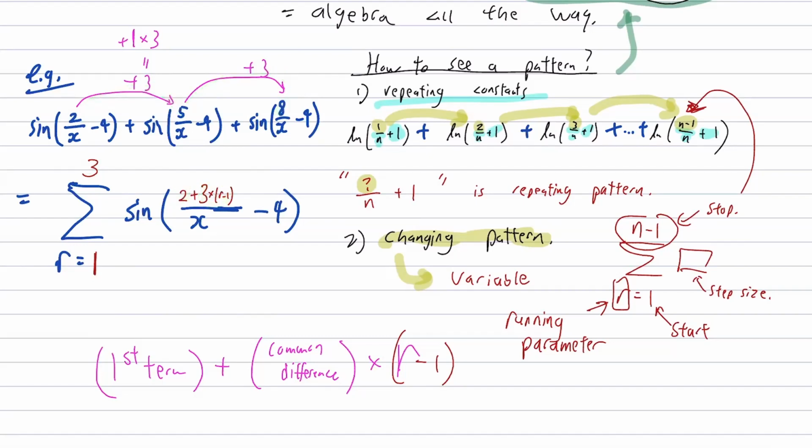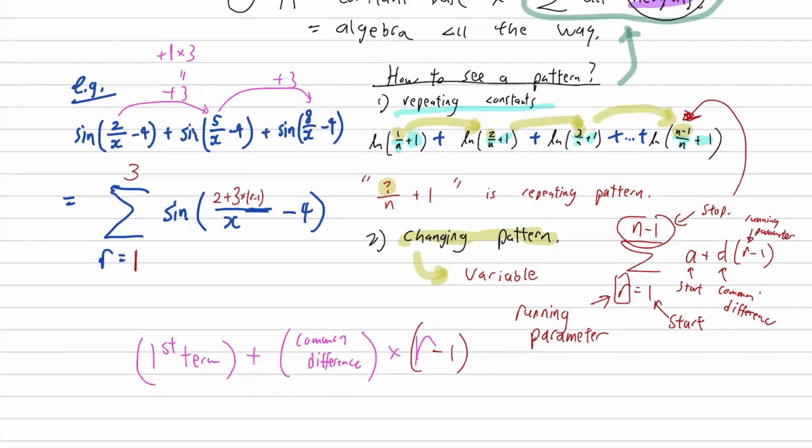Okay, so that's how you find a general pattern. What I mean by step size here, maybe I should have rephrased it. It should just be a plus d times r minus 1. a is the starting value, d is the common difference, and r is the running parameter. We should have a lesson on sequences and series soon.